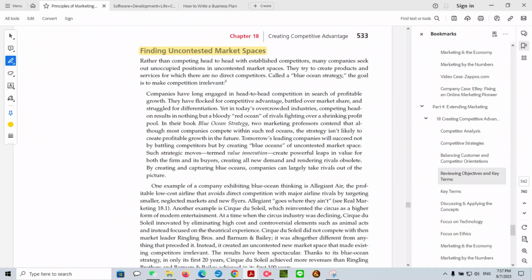So the idea is, rather than competing head to head with established competitors, many companies seek out unoccupied positions in uncontested market spaces. They try to create products and services for which there's no direct competition. This is called the blue ocean strategy. And the goal, again, is to make competition irrelevant.